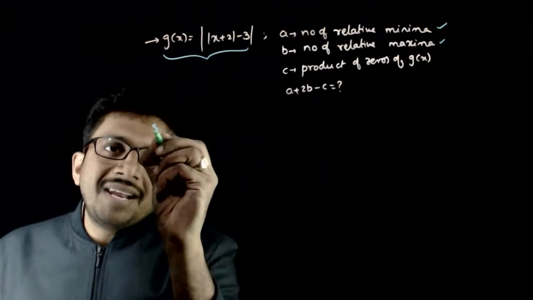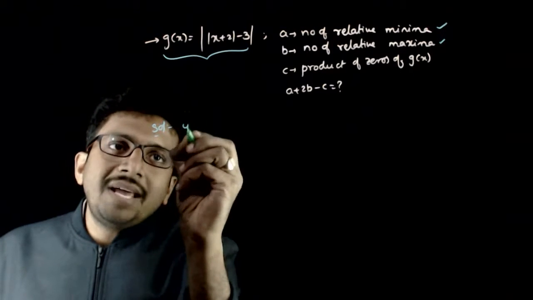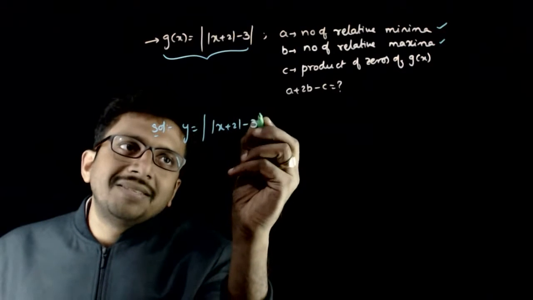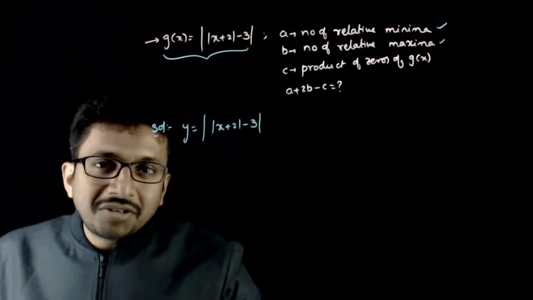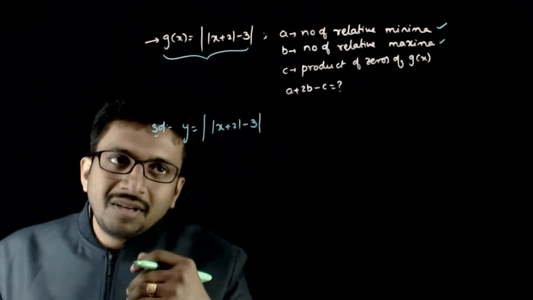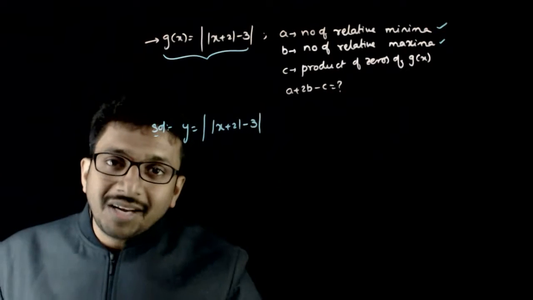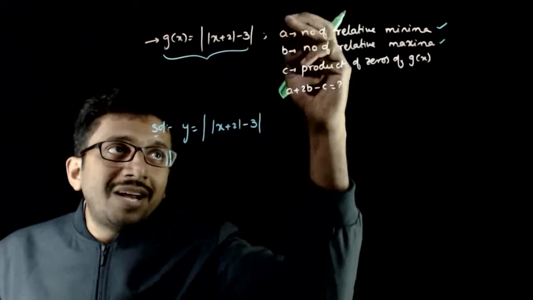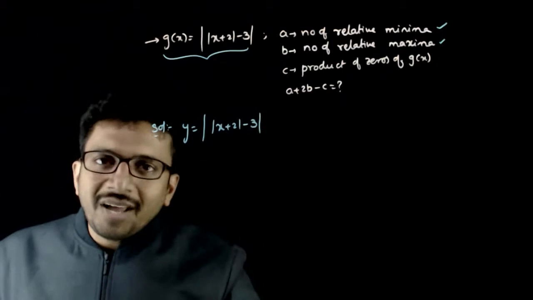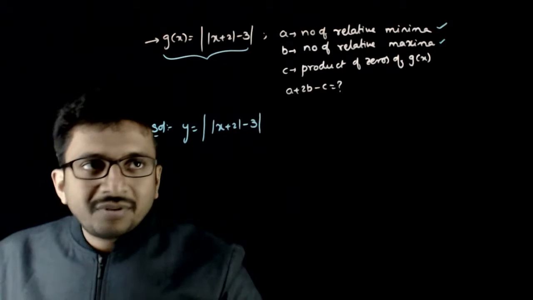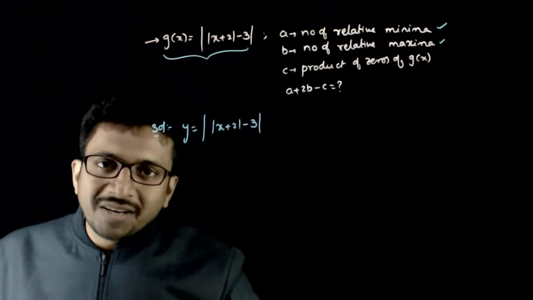So let us try to analyze this function. y is equal to mod of mod x plus 2 minus 3. Let us analyze it step by step. If I can draw the graph of this function, all the things that I need will be clear. I need to find a, b, c, and then a plus 2b minus c. So let us plot the graph of mod x plus 2 minus 3.